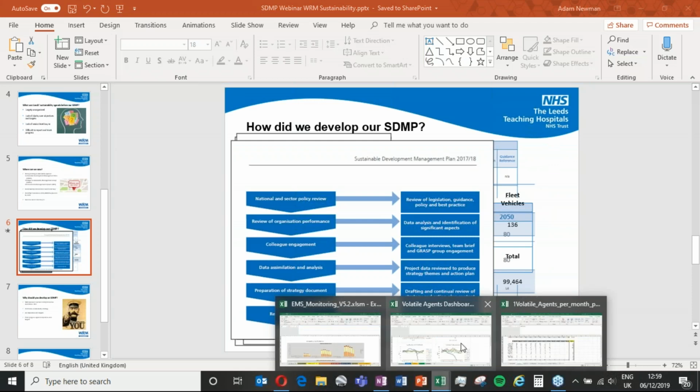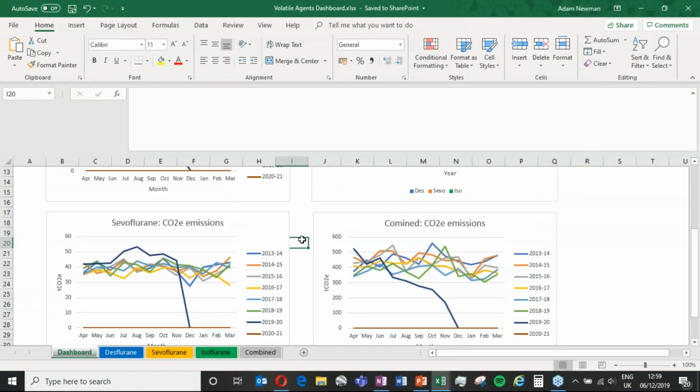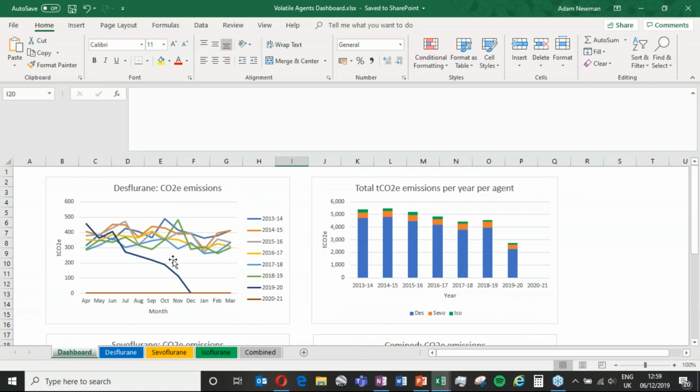Again, I'm just going to bob out now. And Scott, I'm going to be nominating our anaesthetic team for an award at the Sustainability Day campaign.